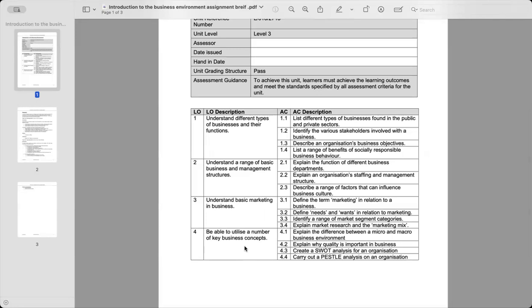In our last session, yesterday's session, we discussed micro and macro environment, if you remember, with micro involving internal factors and macro including external influences. We discussed why quality ensures customer satisfaction and competitive advantage. We created a SWOT analysis to assess strengths, weaknesses, opportunities, and threats, and used PESTEL to evaluate political, economic, social, technological, legal, and environmental factors.